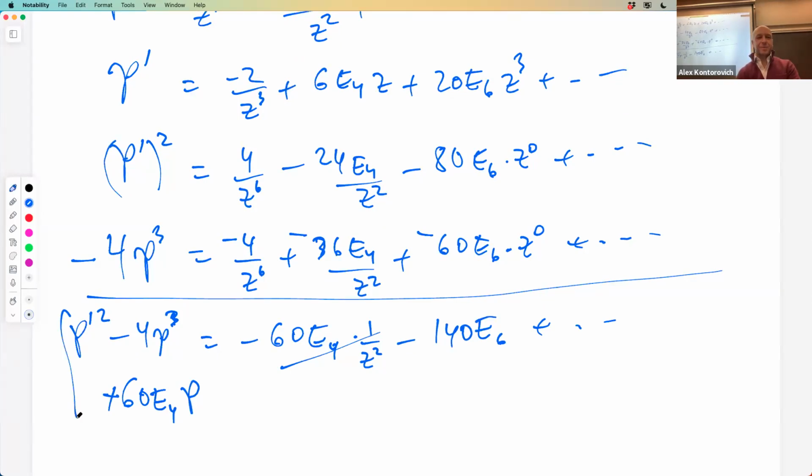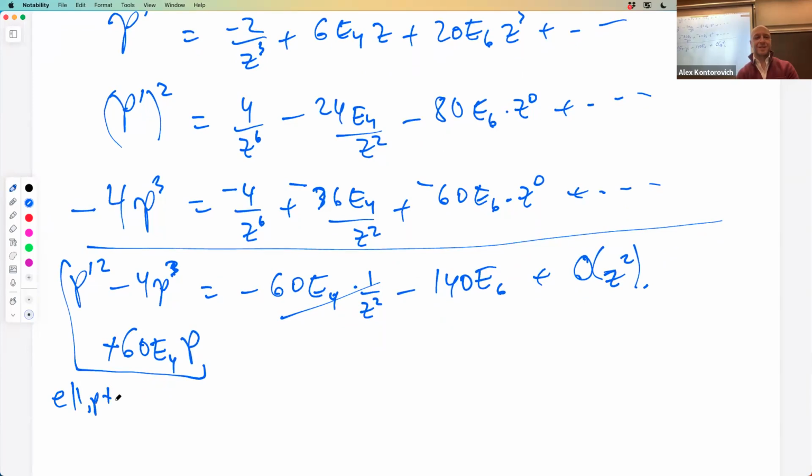And this is an elliptic function with no poles, and hence a constant. What constant is it? This is elliptic of order 0, which implies constant. What's the constant? Send z to 0. This is the limit as z goes to 0. So this is the constant.